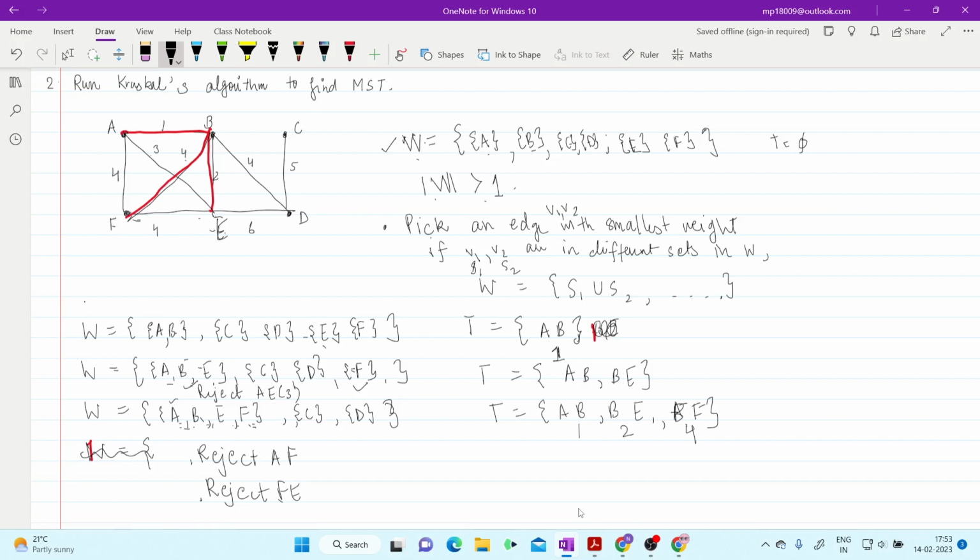So what is the next possibility? Next possibility is BD. Now B is contained in the first set and D is contained in the second set. So we accept BD. So now our W becomes A, B, E, F, and D, and C. And in our tree we have an additional edge.